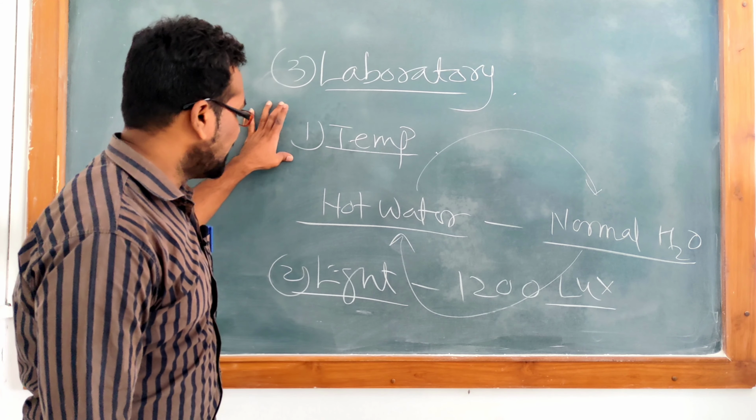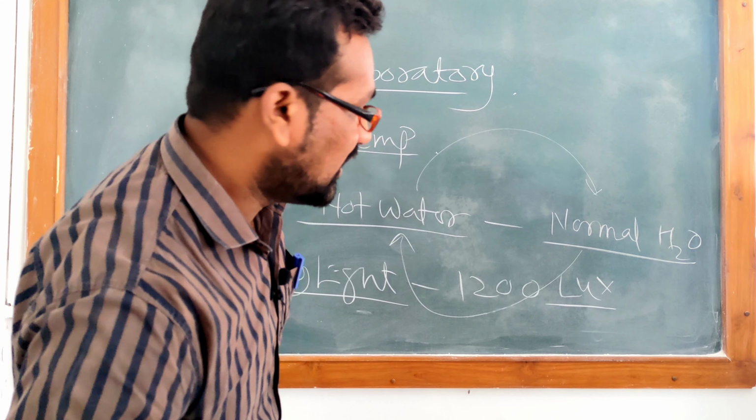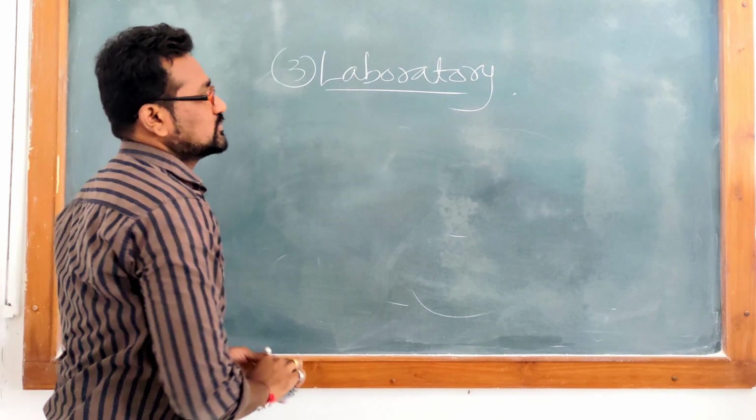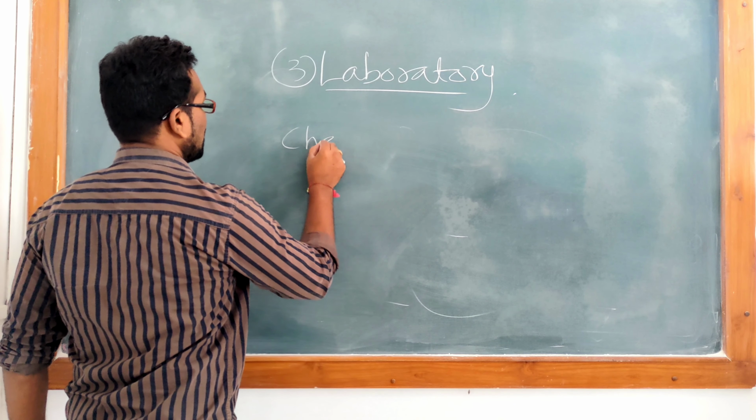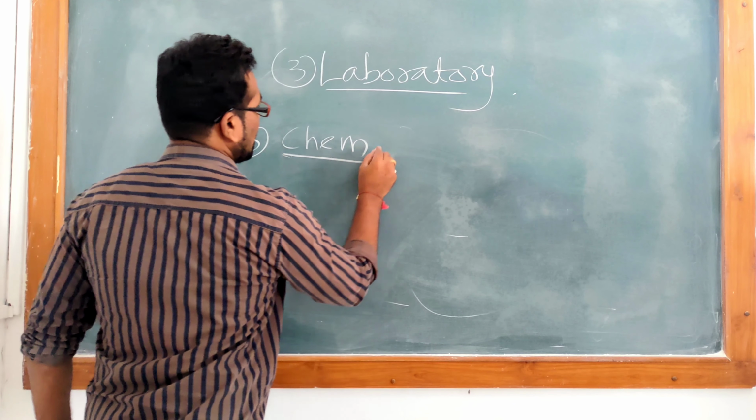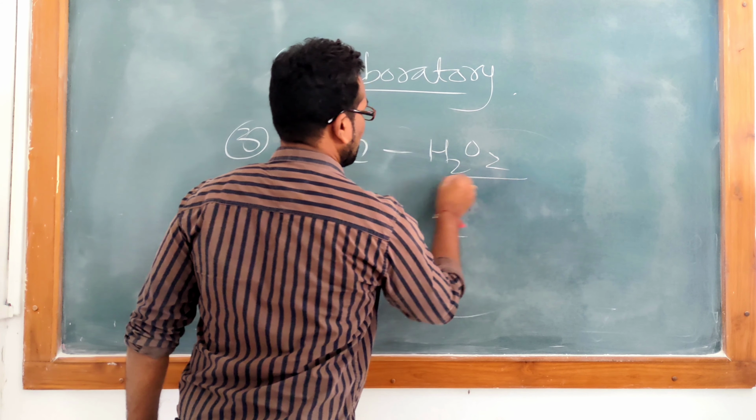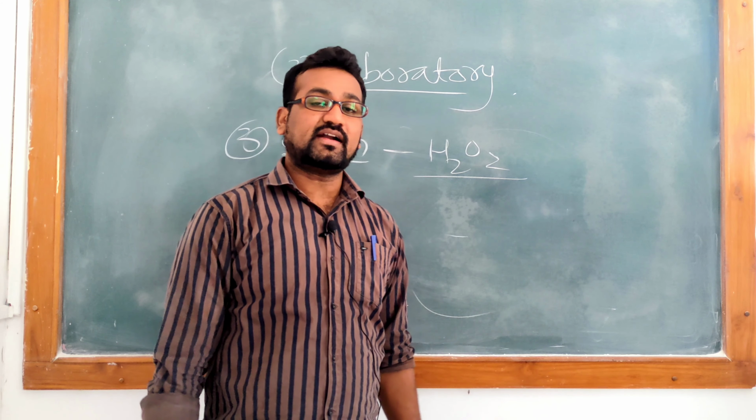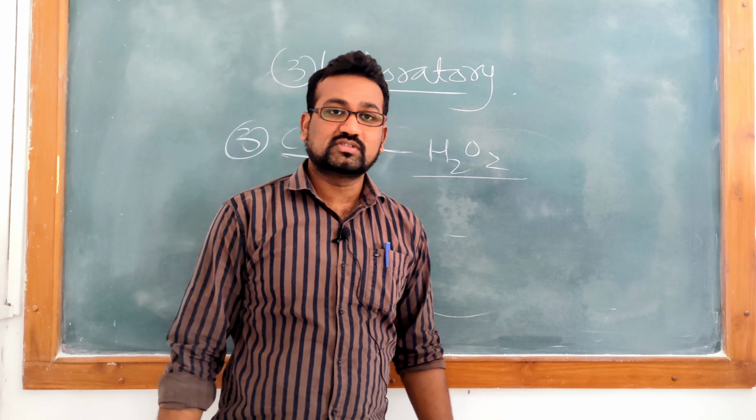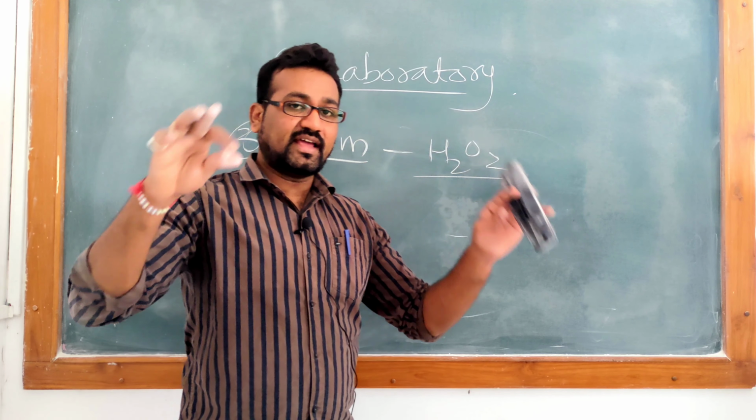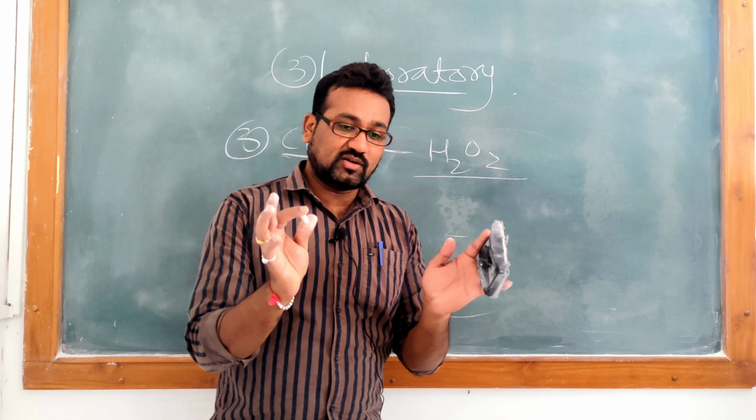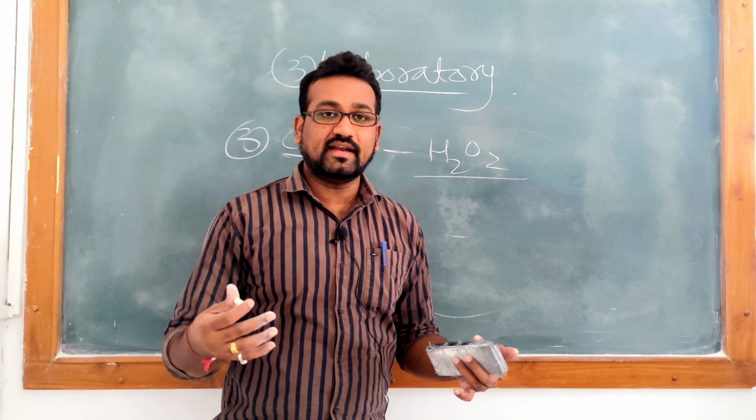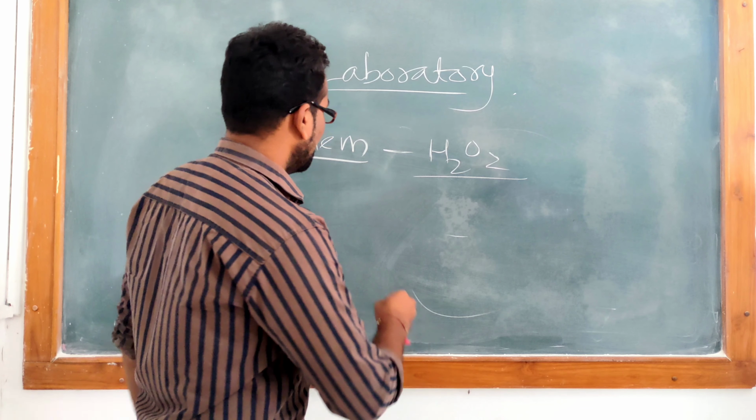So one was temperature, another is light, and the third includes various different chemicals. Which are the different chemicals? Chemicals such as hydrogen peroxide. You know very well about hydrogen peroxide in antiseptic practice. This hydrogen peroxide generally oxidizes the seed coat, which makes the seed coat loosen. Once the seed coat gets loosened, water entry can take place and the seed can undergo germination.